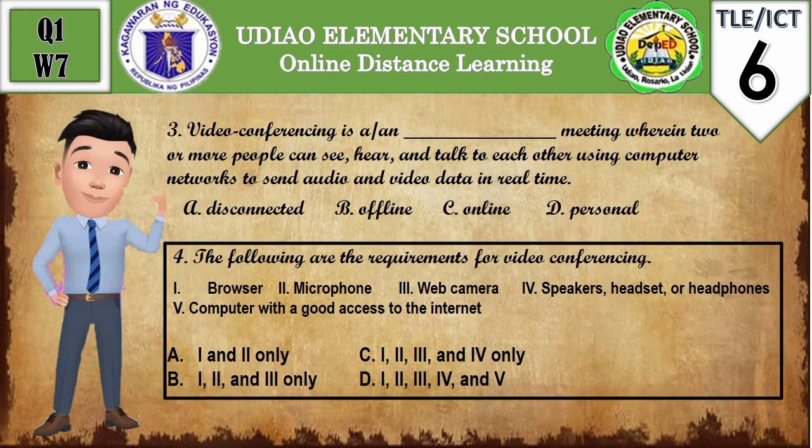Number 4. The following are the requirements for video conferencing. Roman numeral 1, browser. Roman numeral 2, microphone. Roman numeral 3, web camera. Roman numeral 4, speakers, headset or headphones. And Roman numeral 5, computer with a good access to the internet. A. 1 and 2 only. B. 1, 2, and 3 only. C. 1, 2, 3, and 4 only. D. 1, 2, 3, 4, and 5 only.